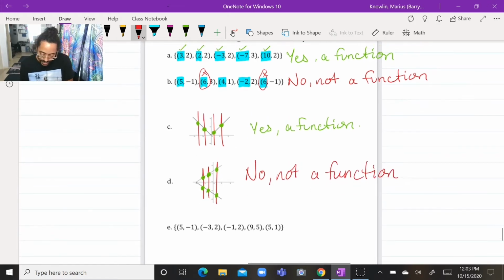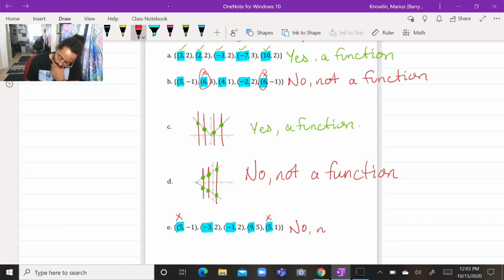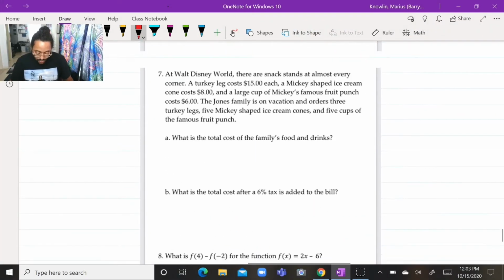And the last set of ordered pairs. Once again, we want to highlight all of the x values. Now, if you look at both the +5s, one of the y values is -1, the other y value is +1. Therefore, this x value repeats with different y values. So, no, not a function. Okay, let's keep it moving.